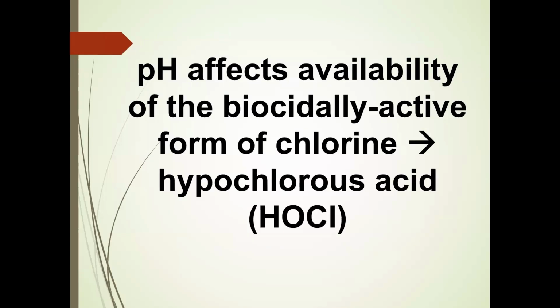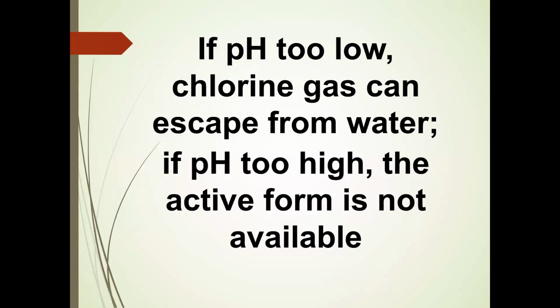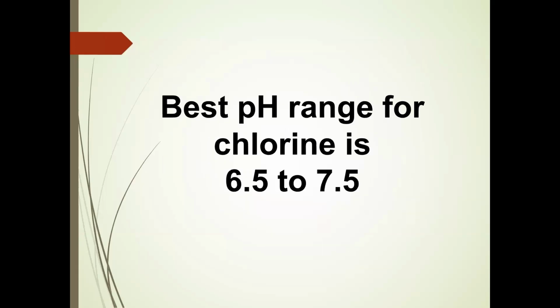pH affects the availability of the biocidally active form of chlorine, which is hypochlorous acid, or HOCl. Also, if the pH is too low, chlorine gas can escape from the water, and that could potentially harm your workers or the produce that you're treating. If the pH is too high, the active form of chlorine is not available. The best pH range for chlorine is 6.5 to 7.5.